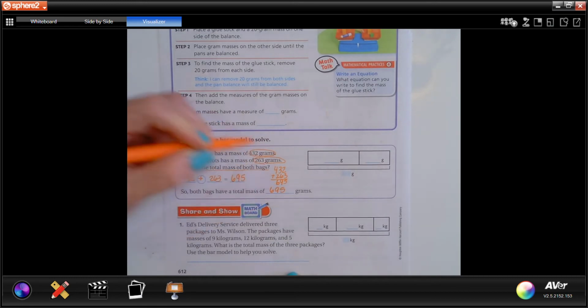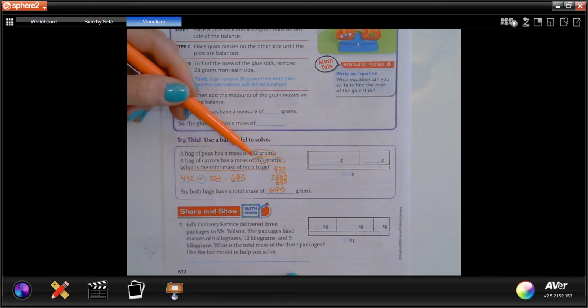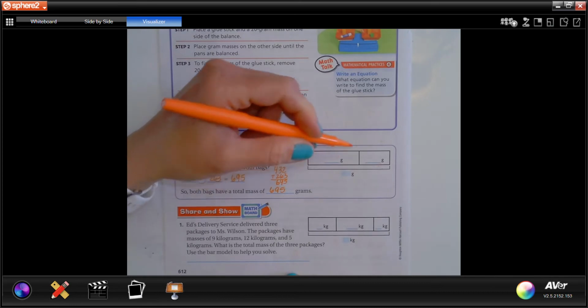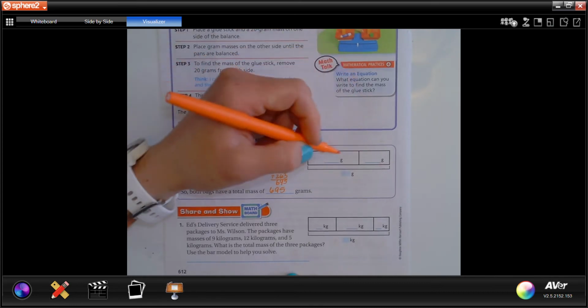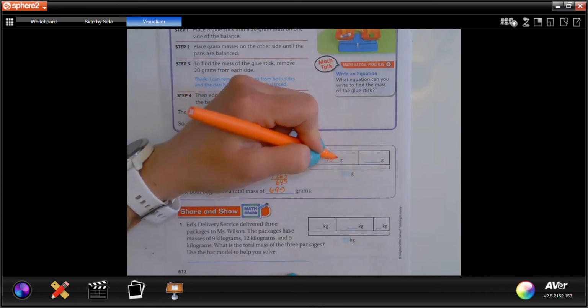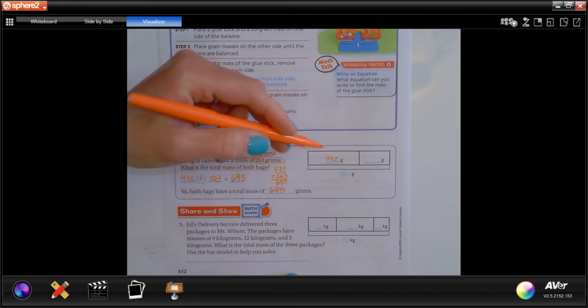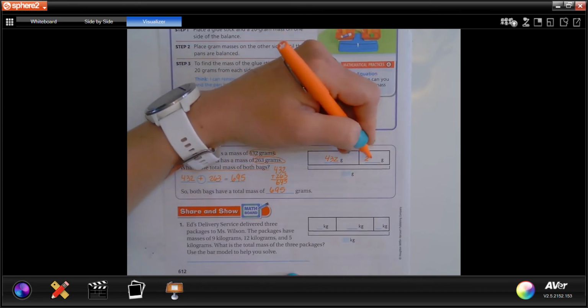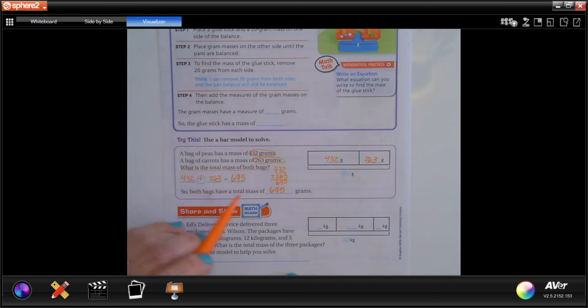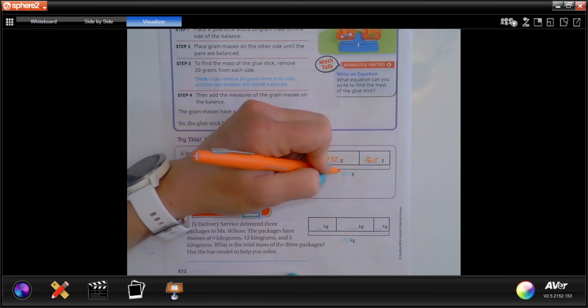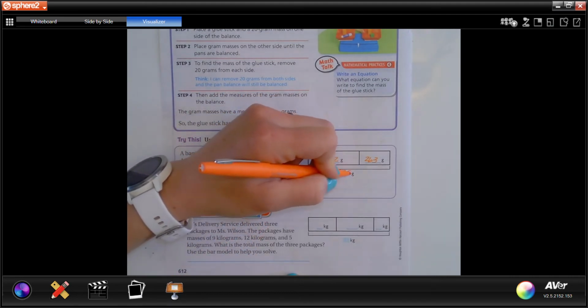So both bags have a total mass of 695 grams. So we know that the 432 is larger, so the 432 is going to go in the larger part. And 263 is smaller, so that would be the smaller part. And we found that it's 695 grams altogether.